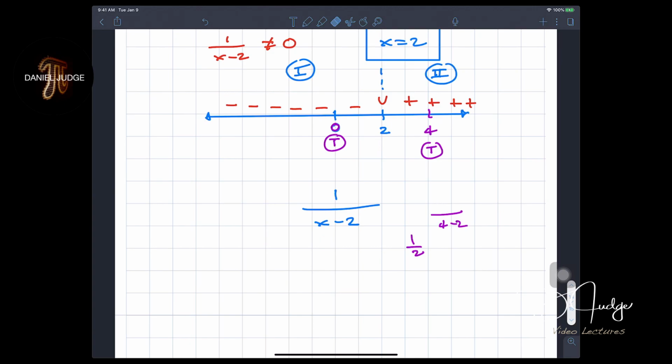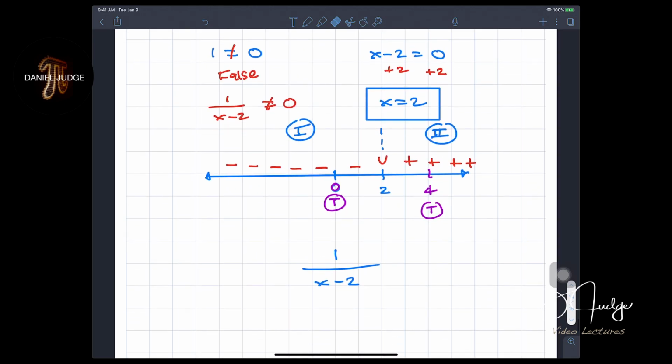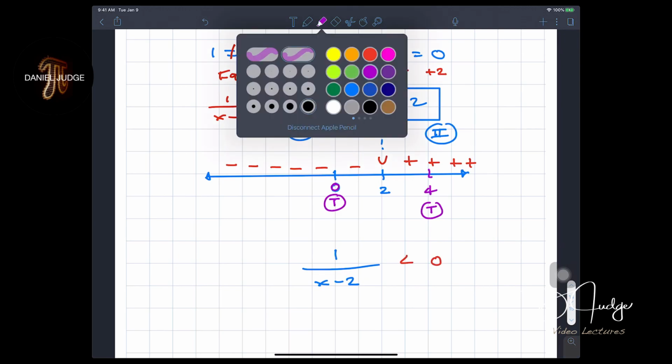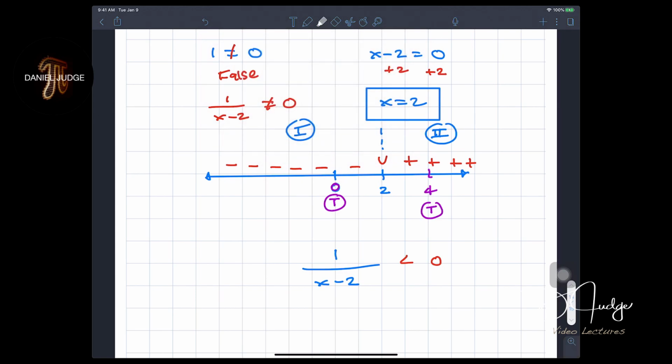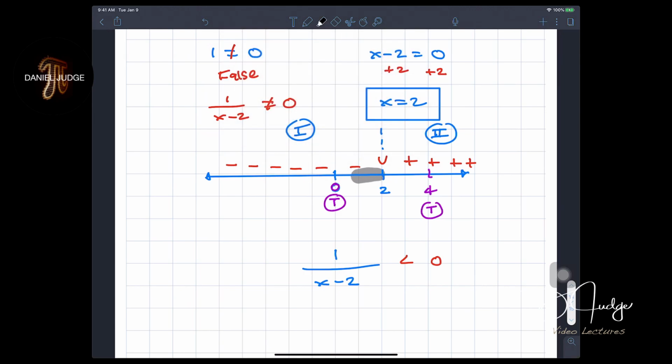All right, so originally they're asking us to be less than 0, right? So being less than 0 means the fraction is negative. Anything less than 0, to the left of 0, is negative. So the fraction is, let's go and change that. This is region 1. The fraction is negative in region 1. All the numbers to the left of 2. So you're looking at the answer.